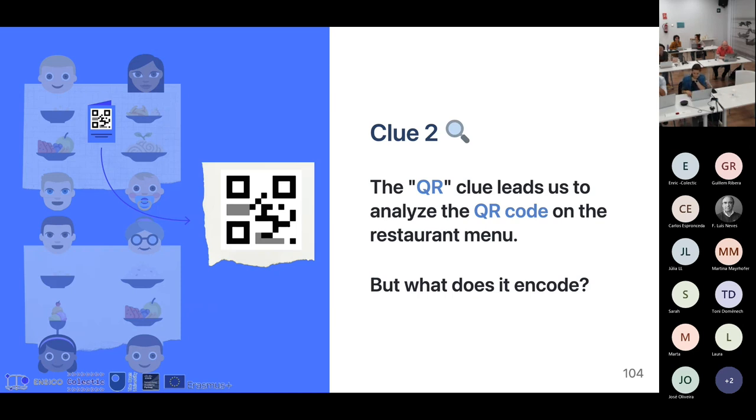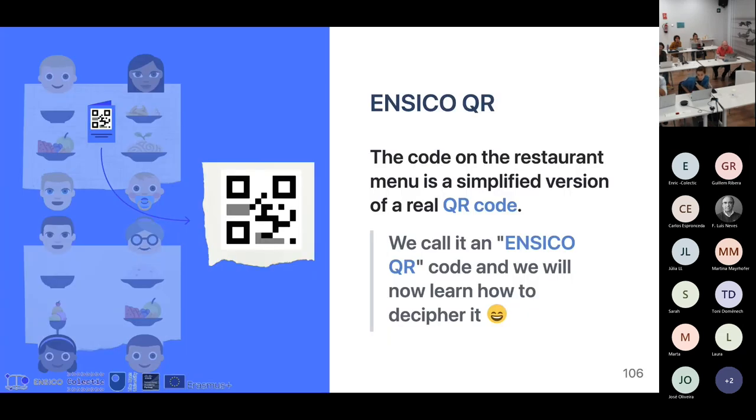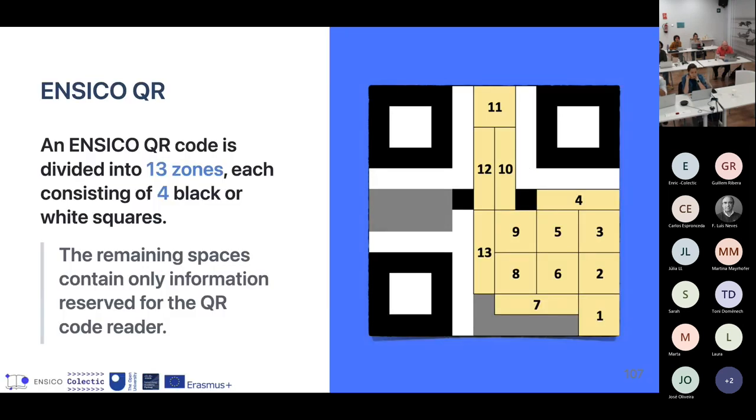We call it an in situ QR. Okay, and we will learn how to decipher it using only our brain, not our phone. So how does this in situ QR work? Well, first you can see that the QR code has three eyes. We have one eye on the top left, then one eye on top right, and then another eye on bottom left.